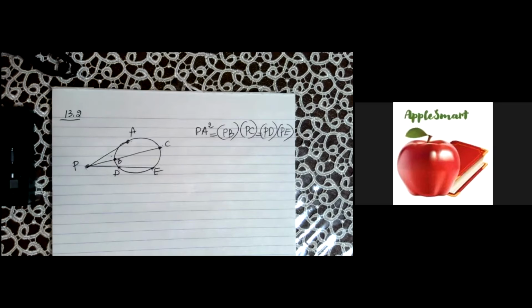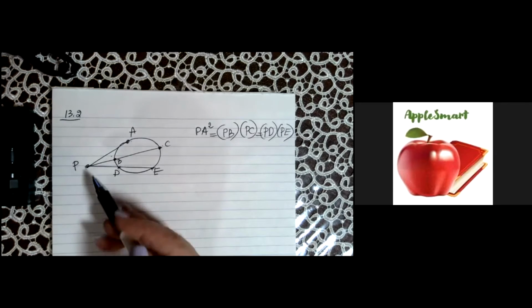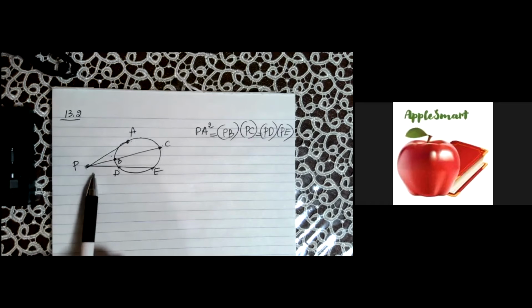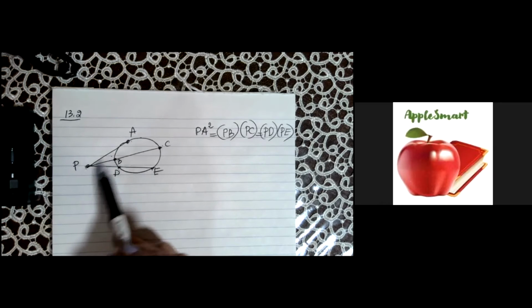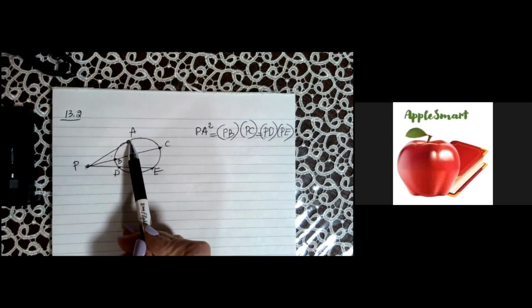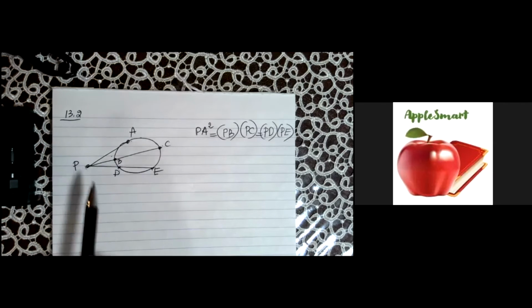Okay, so everybody understands the question? So we have a tangent, then we have two secants that intersect the circle at points B and D, and we have to prove that PA squared, the length of the tangent squared, will be the same as PB times PC, or the same as PD times PE.